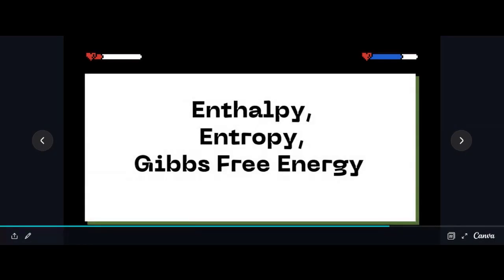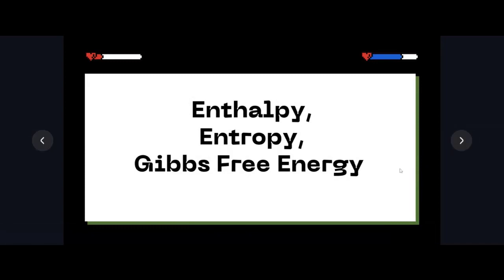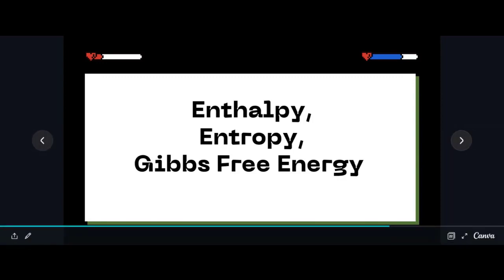Okay, next we're going to talk about enthalpy, entropy, and Gibbs free energy. This also comes back in biochemistry and other science classes, so you might want to get a strong foundation in this. So when you learn it again, it's not too bad.